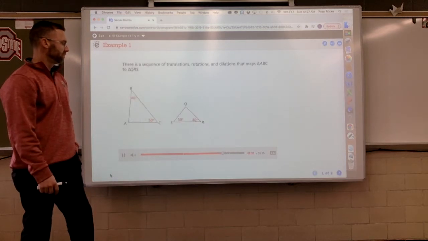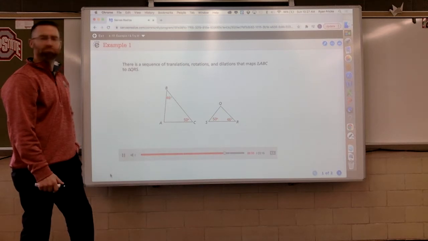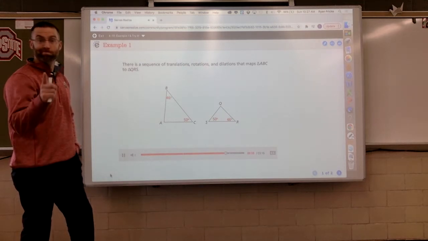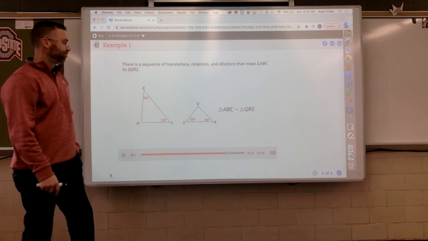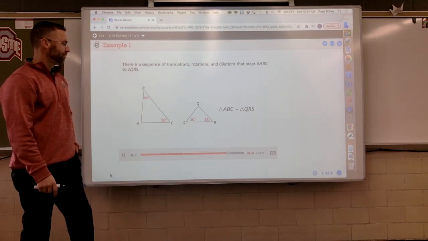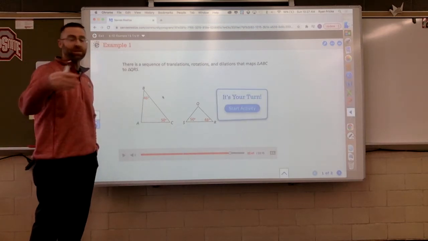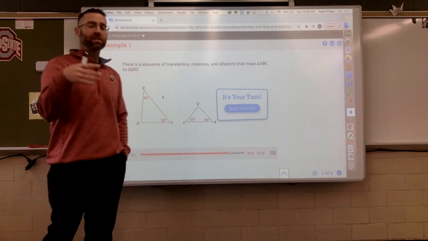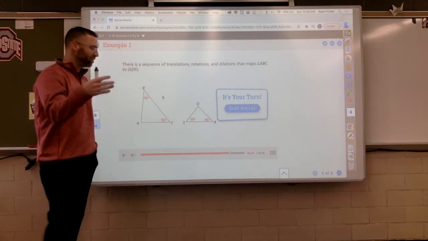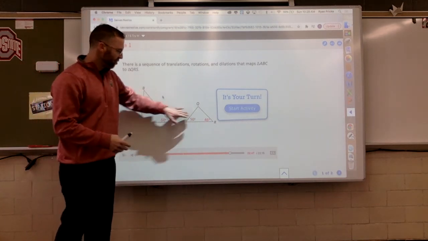There is a sequence of translations, rotations, and dilations that maps triangle ABC to triangle QRS. So, triangle ABC is similar to triangle QRS. That's awesome. So it is. Once again, they're going through this sequence, and that's just proving that it's true, that these two triangles are similar.